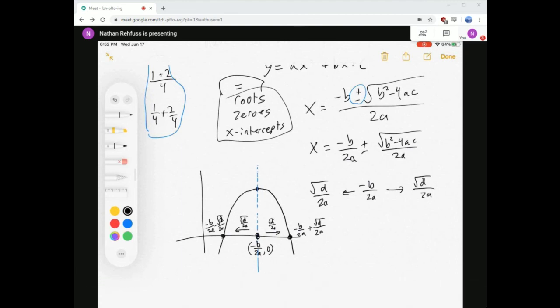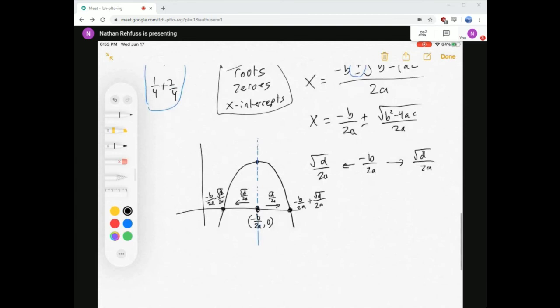So what we've just learned is that the x-coordinate of the vertex is always negative b over 2a.